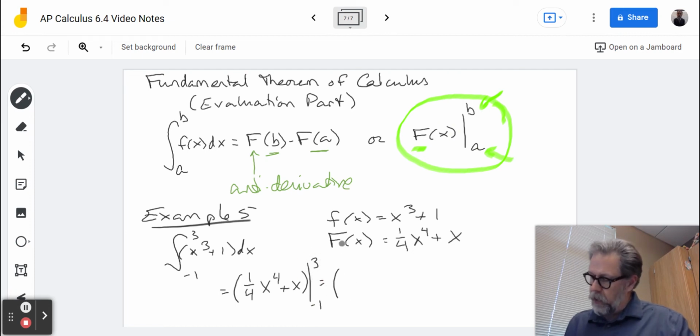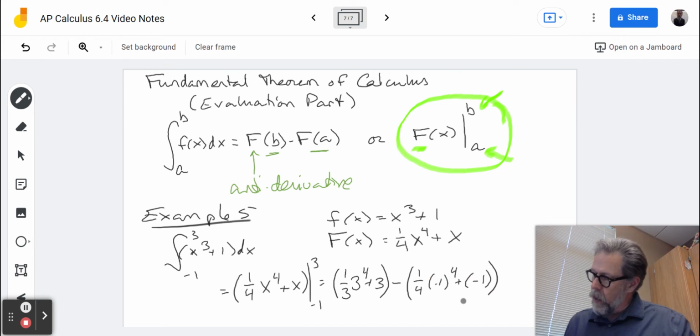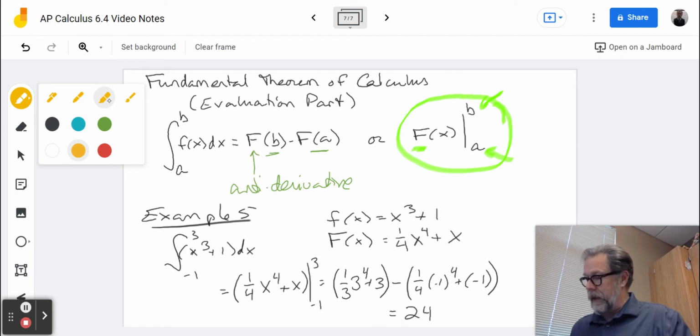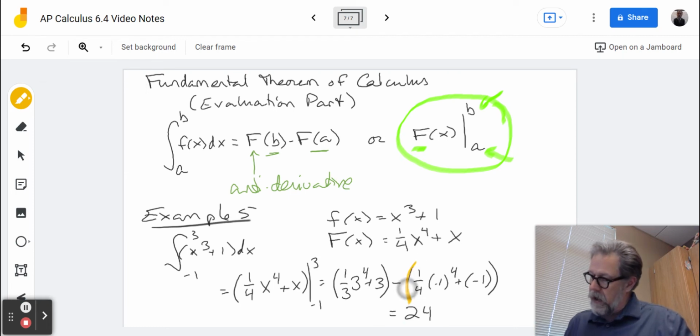So first thing we're going to do is plug in the 3: 1/4 times 3 to the fourth plus 3. Second thing we're going to do is plug in the -1: 1/4 times -1 to the fourth plus -1. We are going to subtract them, and when we do, we get 24. Just as an aside, you all know this, but it doesn't hurt to emphasize, don't forget to put these parentheses here because you're subtracting that whole thing. Otherwise, you'll end up subtracting 1 at the end instead of adding 1.